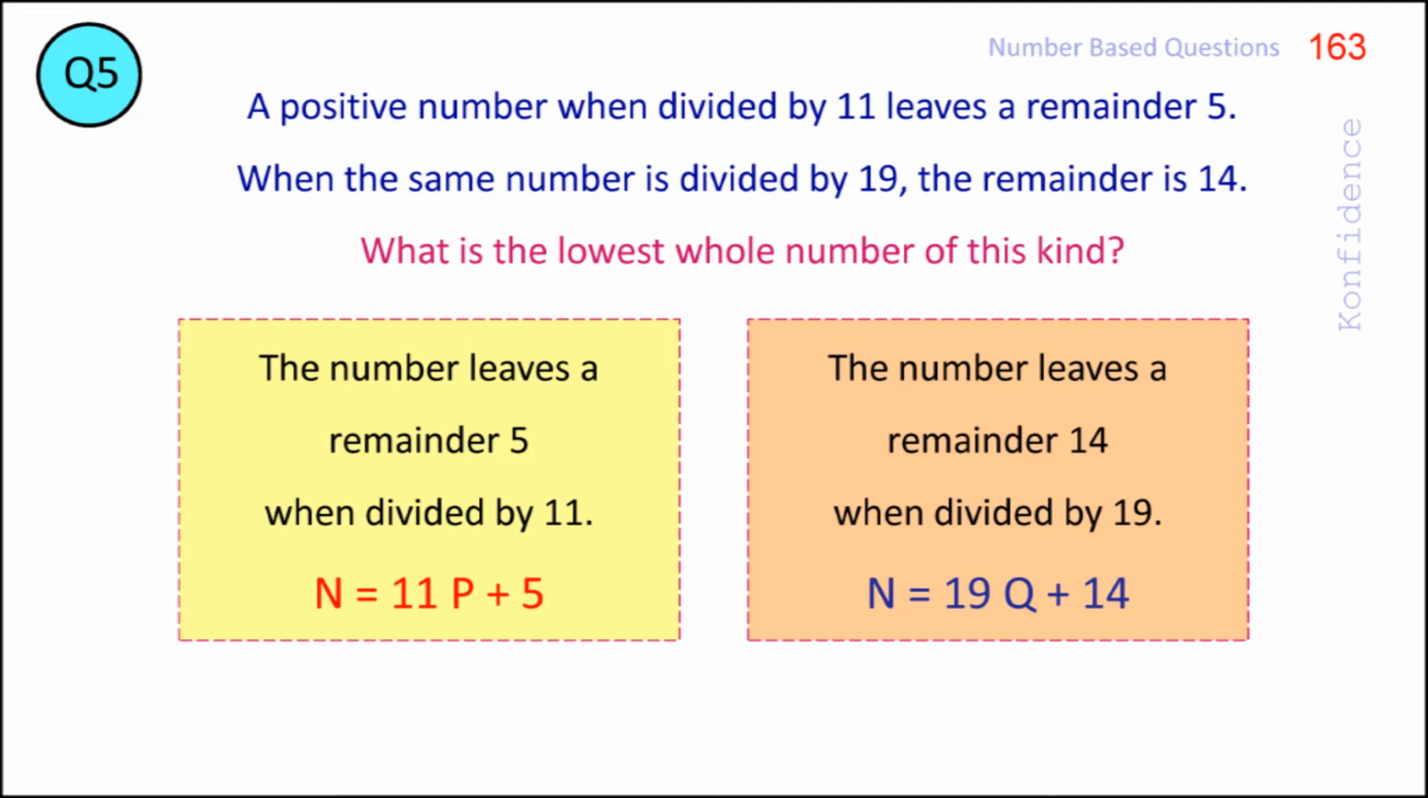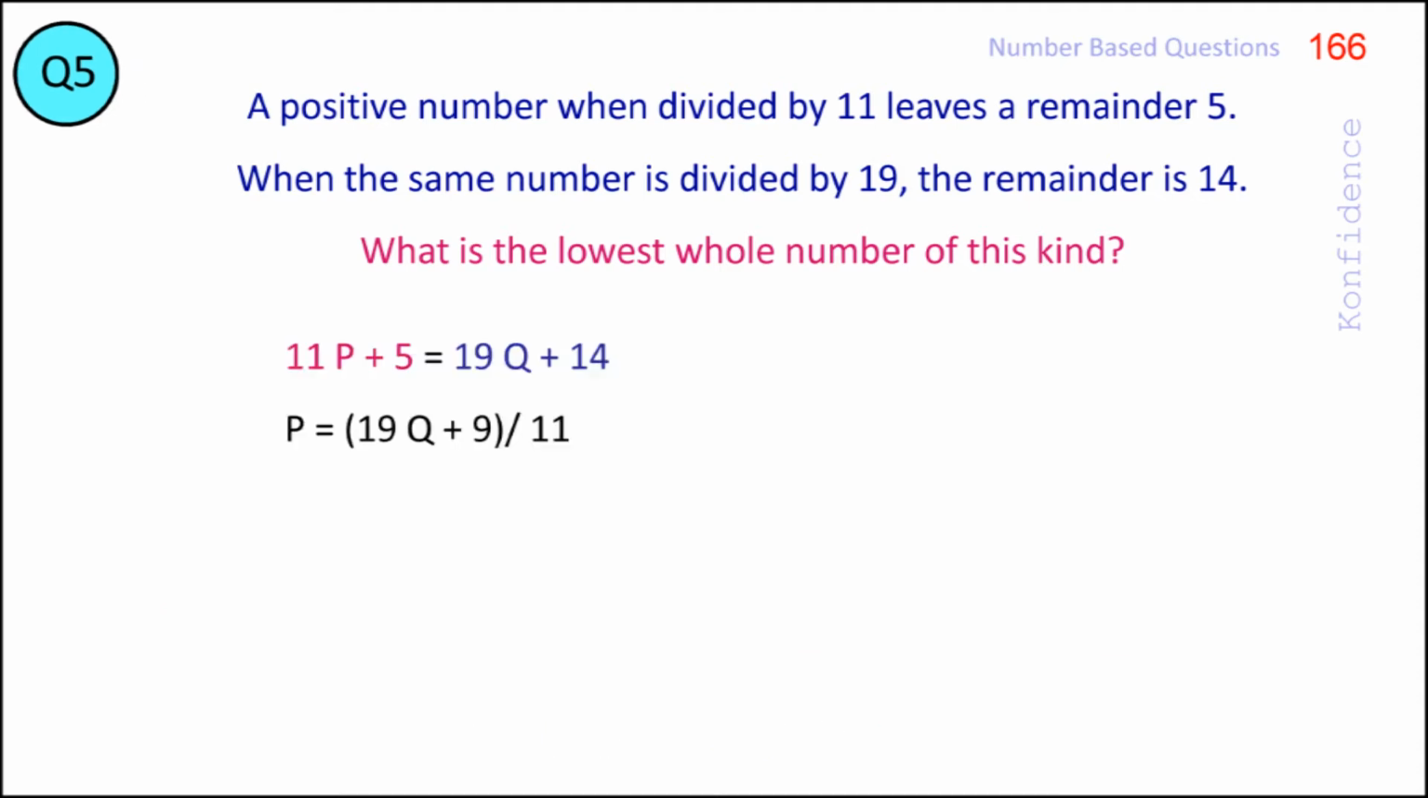Now since both the expressions represent the same number, we can equate the two. Therefore, 11p plus 5 equals 19q plus 14. From that, we can write p equals (19q plus 9) divided by 11. Now plug in the different values 0, 1, 2, 3, etc. for q, till such time that we get a whole number for the value of p.